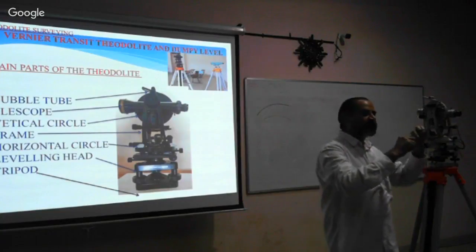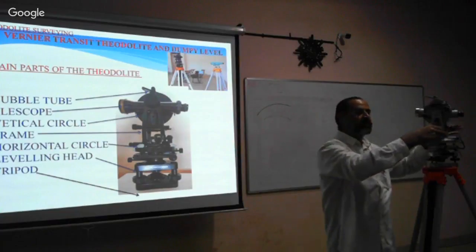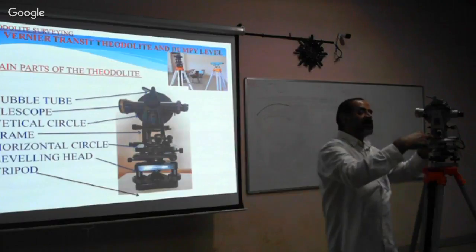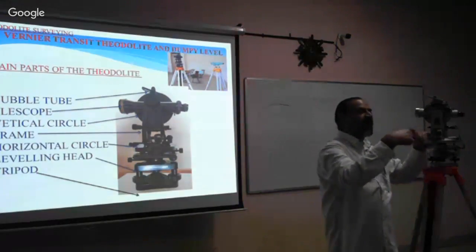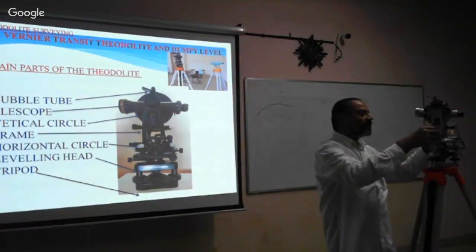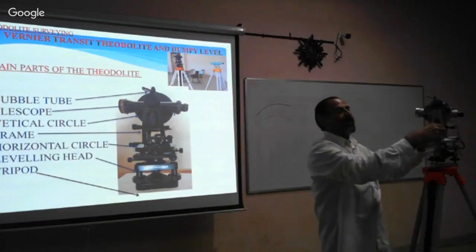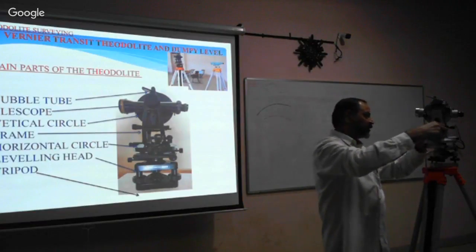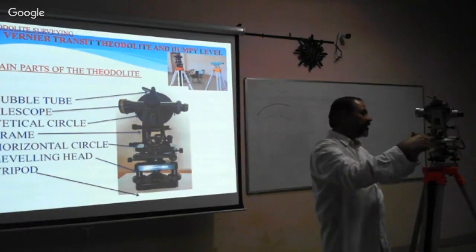And again, these vernier micrometers are used to read the values in the horizontal circle, for magnification, isn't it? These two are the micrometers. We call these verniers. They are used to read the readings in the horizontal circle.